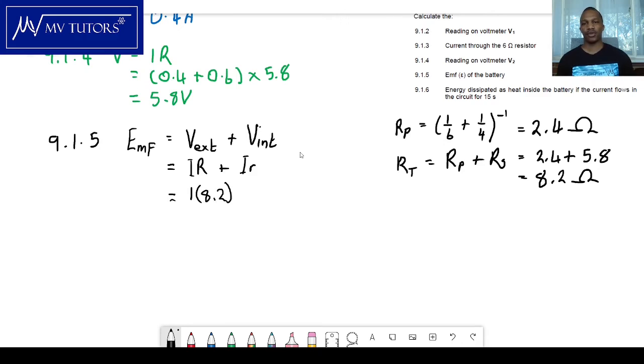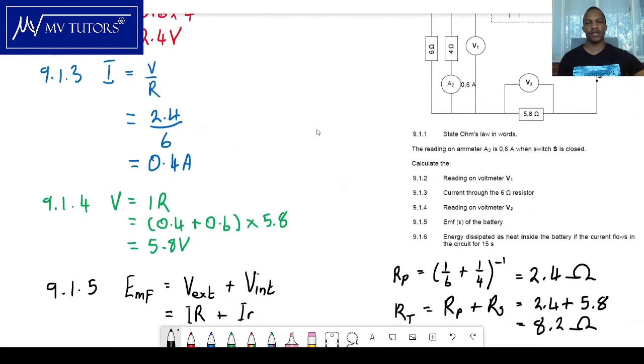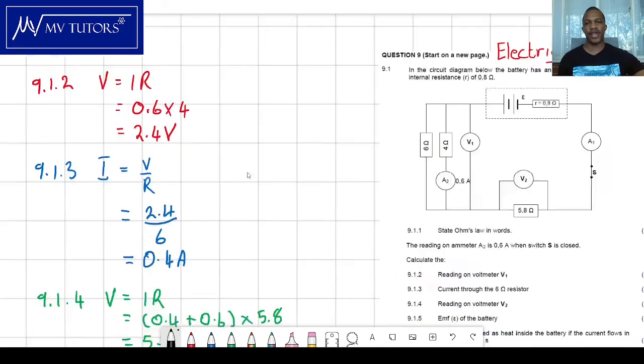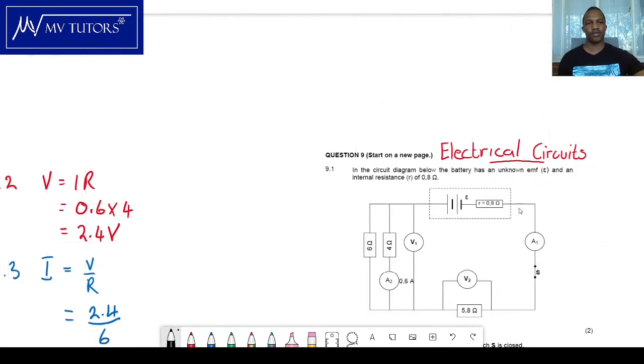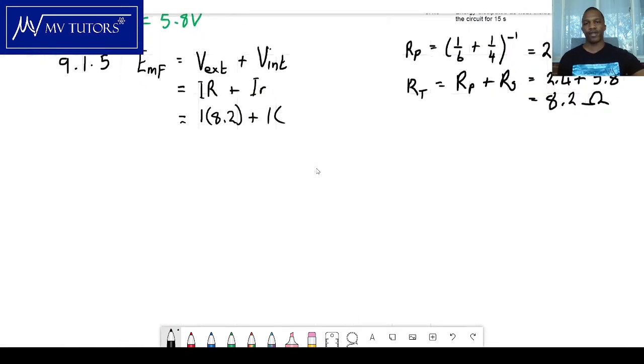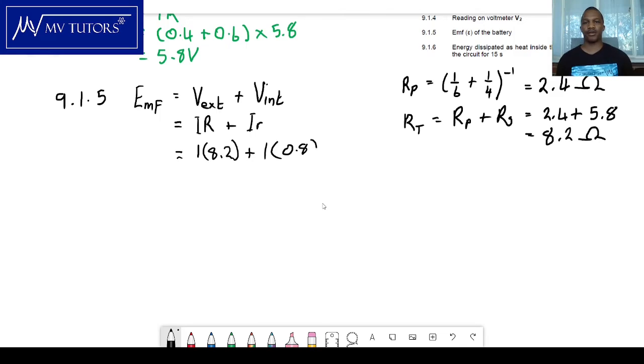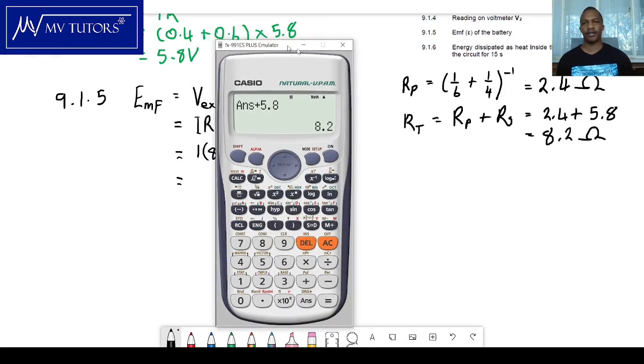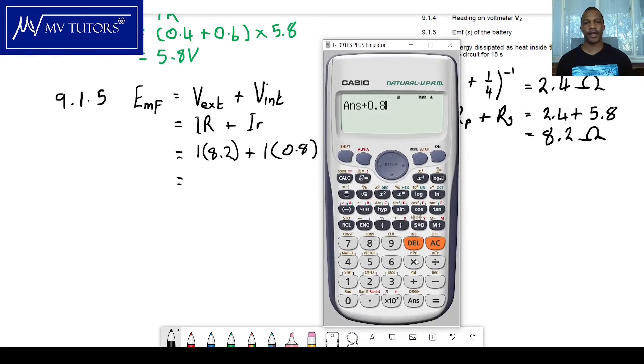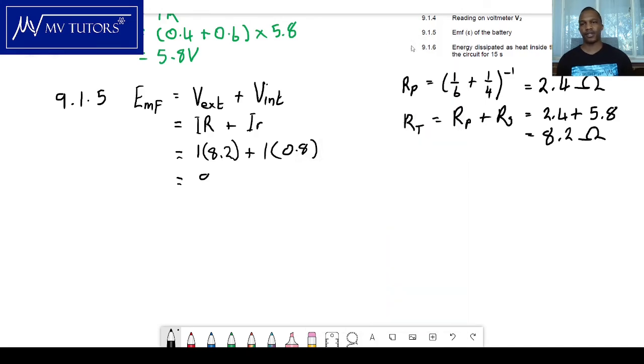8.2, so we got 8.2 times total current again, which is just 1, and then the internal resistance of the battery, small r, is 0.8 over there. You see it, 0.8 as given. So we'll put our 0.8 over there, and then it's just 8.2 plus 0.8. Let's put that in a calculator. We get 9. So it's 9, and EMF is measured in volts because it's volts external plus volts internal. All right, so that's our answer there, 9.1.5. Okay, so that's it.